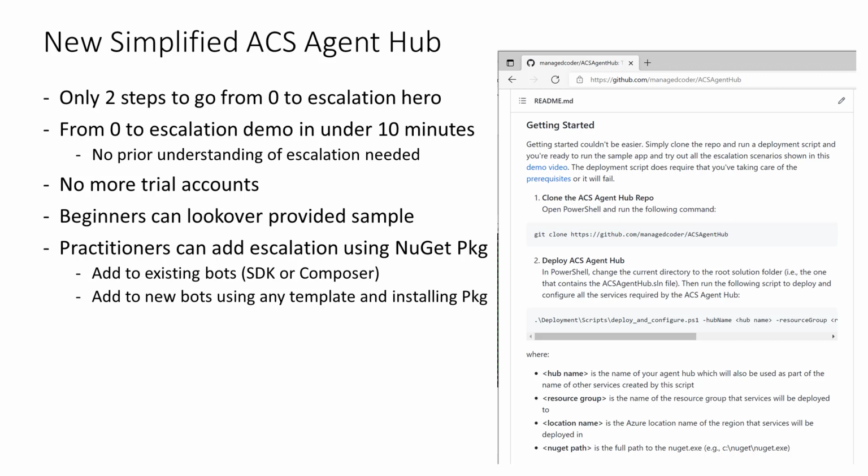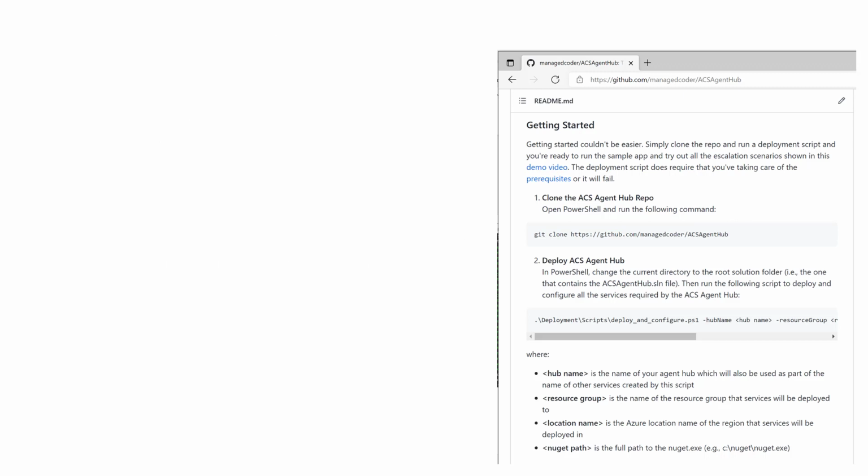For experienced developers, they simply install the ACS Agent Hub's NuGet package, and they can add escalation scenarios to new or existing bots. Existing bots can be SDK or Composer bots, depending on how current the bot is. For new bots, escalation can be added to any Composer template the developer chooses. The README documentation covers everything developers need to know to get up and running fast.